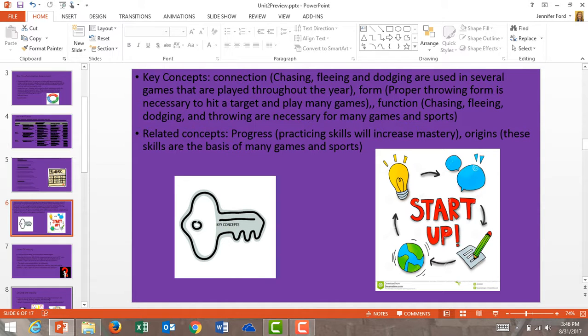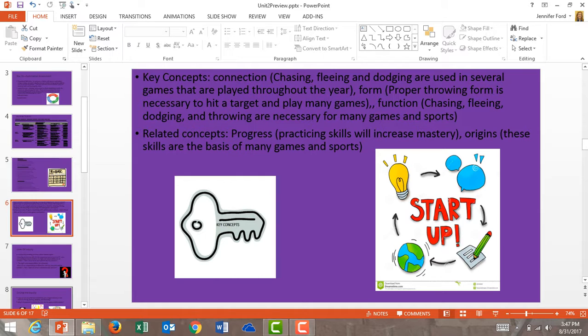So, looking at our key concepts, connection: chasing, fleeing, and dodging are used in several games that are played throughout the year. Again, I'm following the scope and sequence, and we're working on chasing, fleeing, and dodging for third grade. Those aren't skills that are used just for this particular unit, and we're going to stop after Unit 2. Those are skills we're going to use throughout the year, whether we start playing some tag games, or just about every game we've ever shared at collab day has some sort of chasing, fleeing, or dodging.